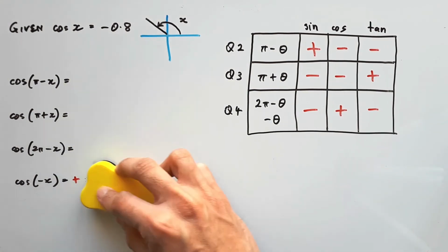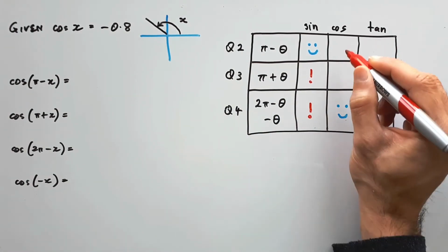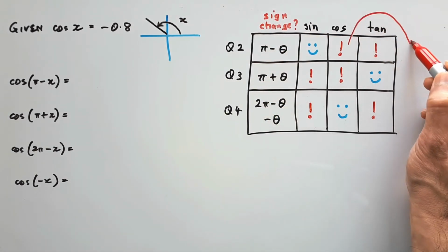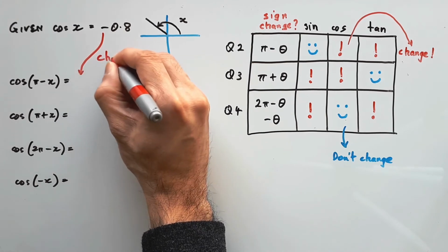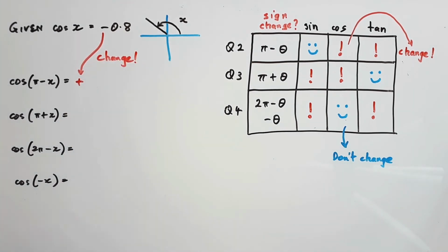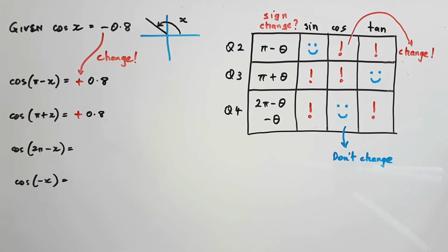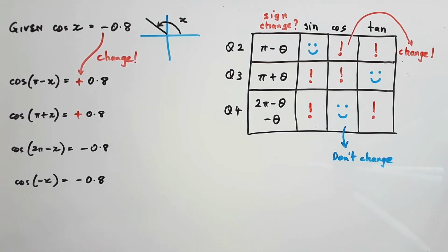This is where the table stands out. Instead of thinking of positives and negatives in our table, let's think about it in terms of what needs to change their signage and what does not. So for example, cos of pi minus theta would need a sign change, but cos of 2 pi minus theta does not. Since cos x is negative 0.8, cos pi minus x changes the sign to positive 0.8. Cos pi plus x also needs a sign change, but cos 2 pi minus x and cos negative x do not change, so these two are identical to cos x, negative 0.8.